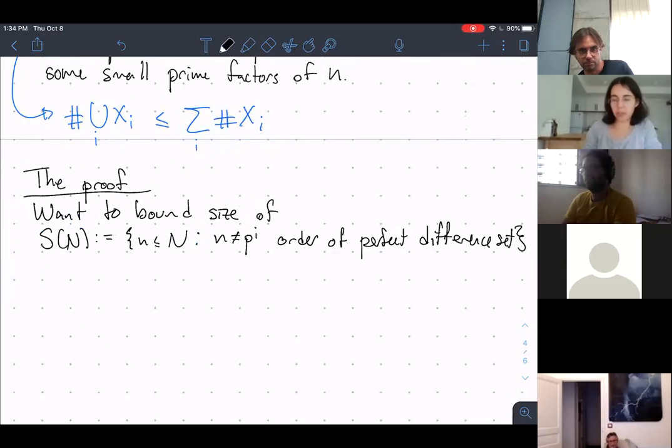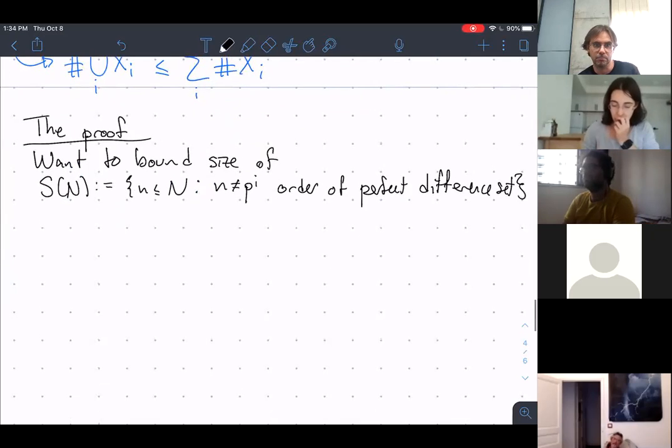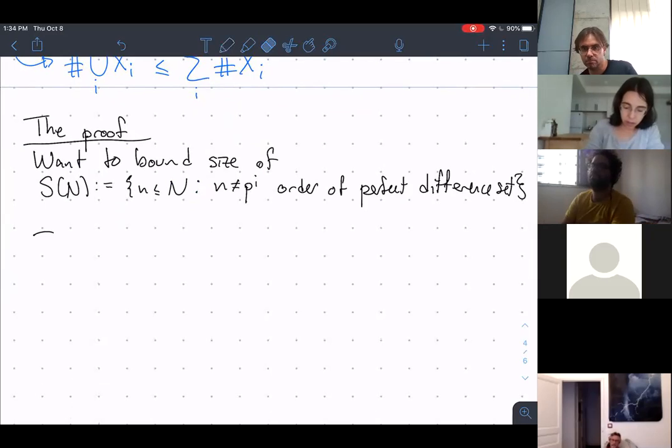Since Singer's construction gives us the lower bound for this asymptotic in the main theorem. And to do this, we split up into 3 cases depending on the number of prime factors of n squared plus n plus 1. So split into 3 cases.